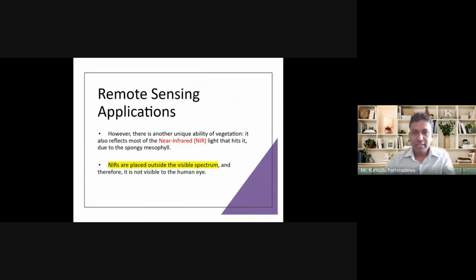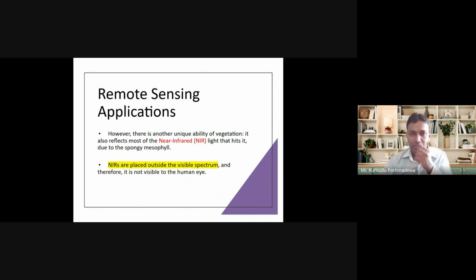So interestingly, healthy vegetation also reflects a large portion of near infrared light due to the structure of leaf tissues, especially in the spongy mesophyll. This region of the spectrum is invisible to our eyes but crucial in identifying plant health.